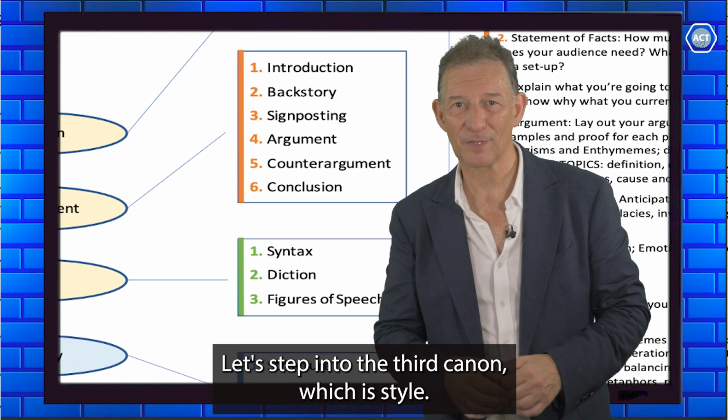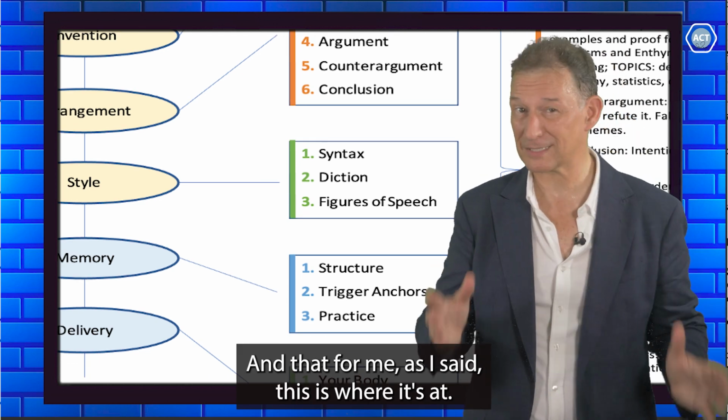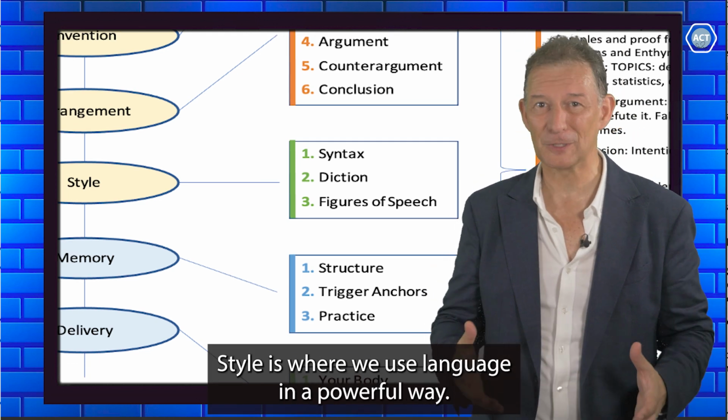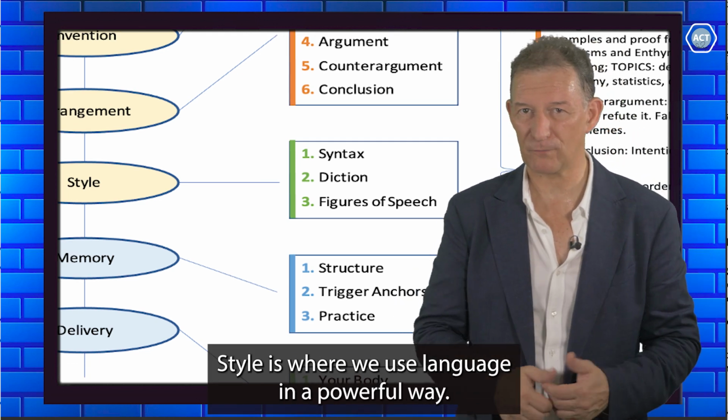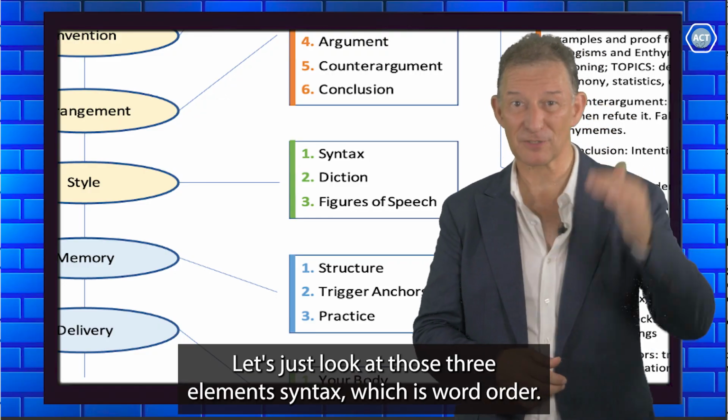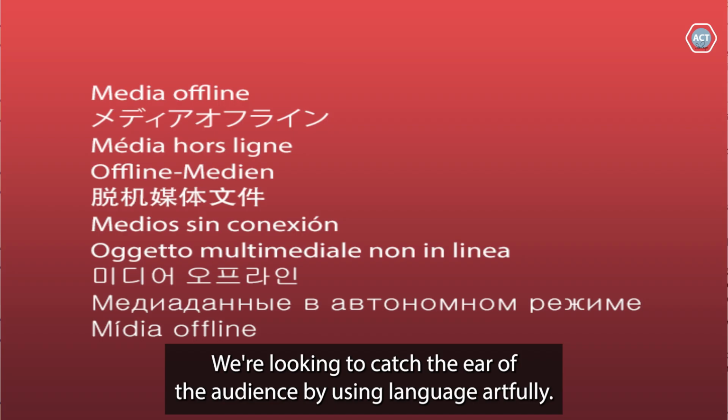Let's step into the third canon, which is style. Now, for me, as I said, this is where it's at. Style is where we use language in a powerful way. Let's just look at those three elements. Syntax, which is word order. We're looking to catch the ear of the audience by using language artfully.